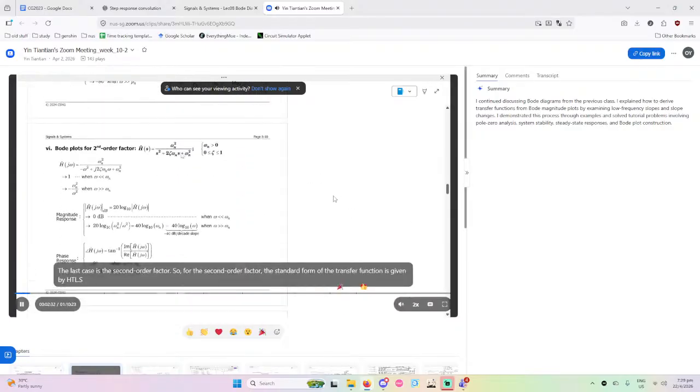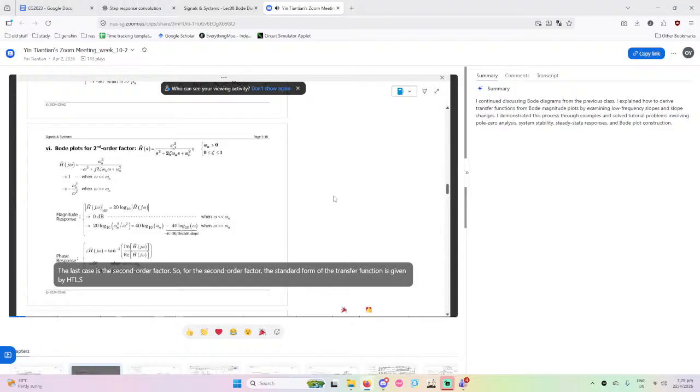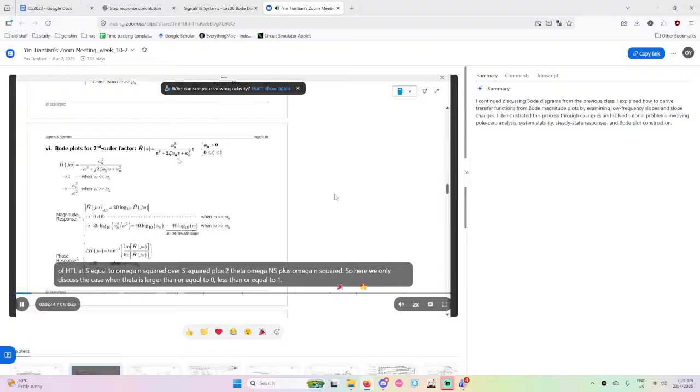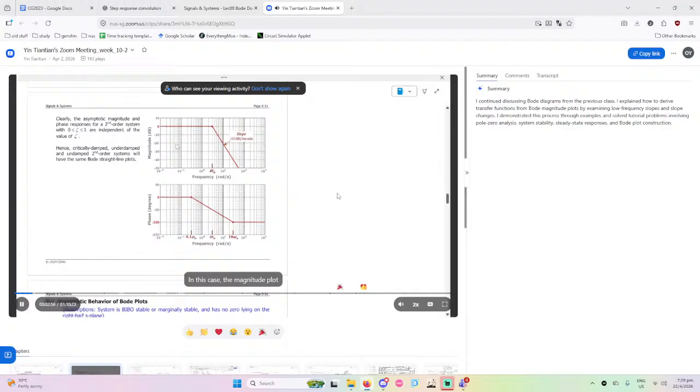The last case is the second order factor. So for the second order factor, the standard form of the transfer function is given by H(s) equal to omega n square over s square plus 2 zeta omega n s plus omega n square. So here we only discuss the case when zeta is larger than or equal to 0, less than or equal to 1. In this case, the magnitude plot, this is the magnitude plot.